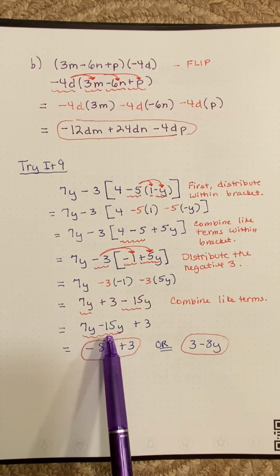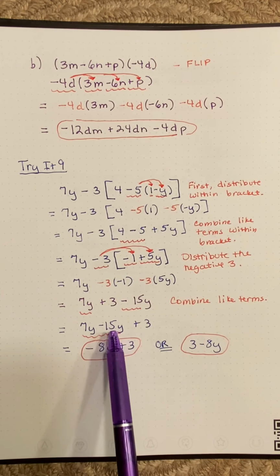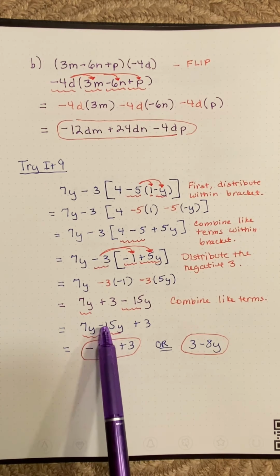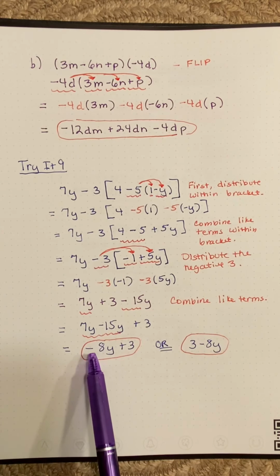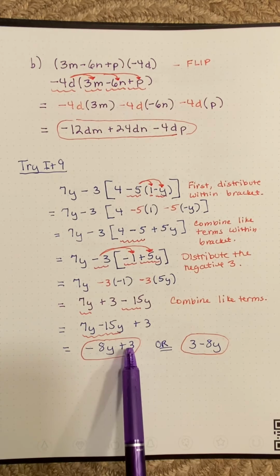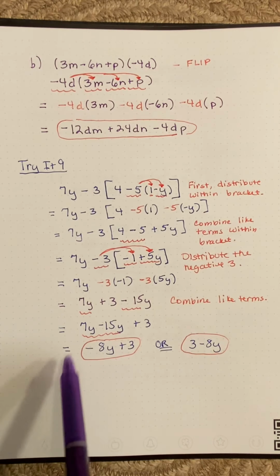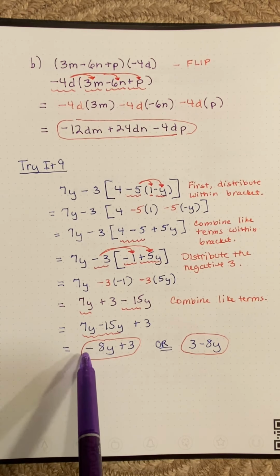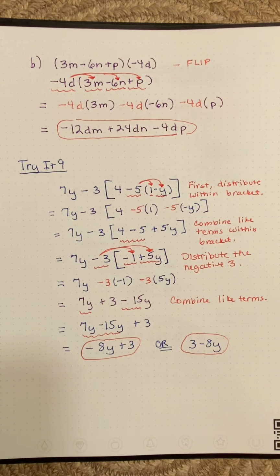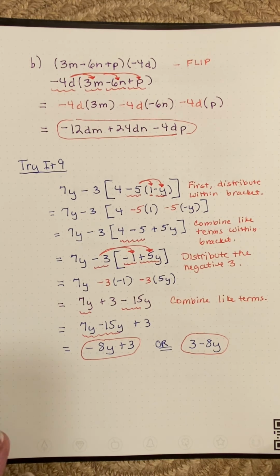I combine my y's. Again, when I combine, I need to see which sign gets assigned to this combination, and since 15 would have the higher absolute value, it will be negative. I actually subtract. That is negative 8y plus 3. Another way you can write this, because sometimes people don't like starting the last expression with a negative, sometimes they flip it and go 3 minus 8y. Either way works. This way makes more sense algebraically.